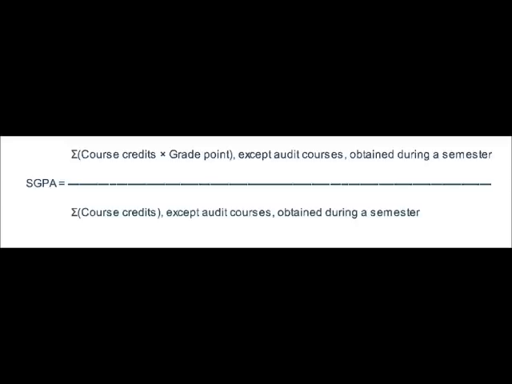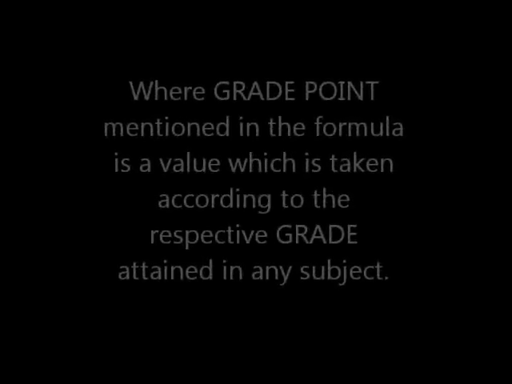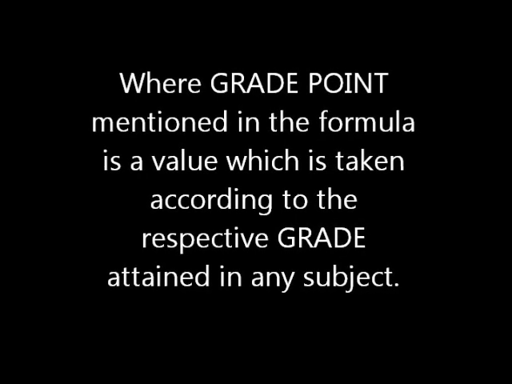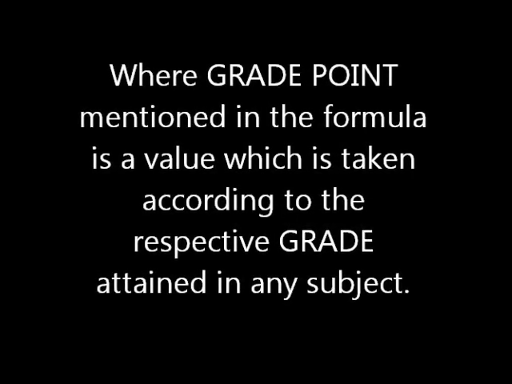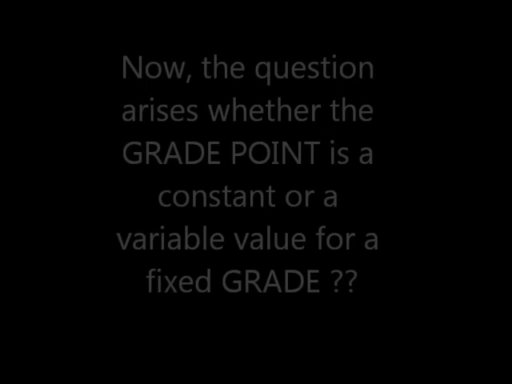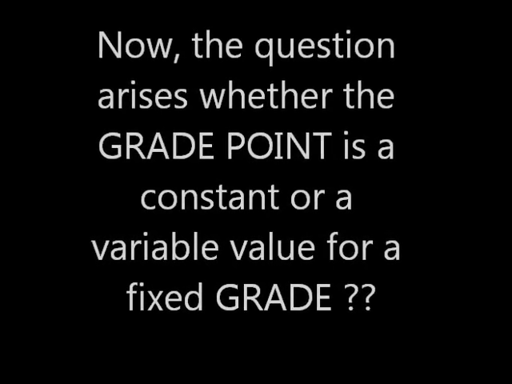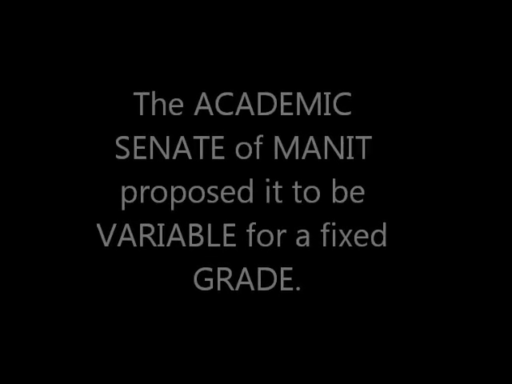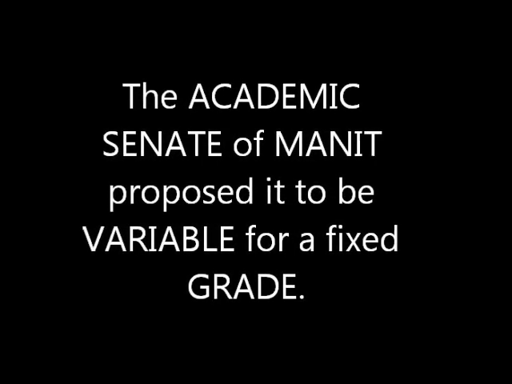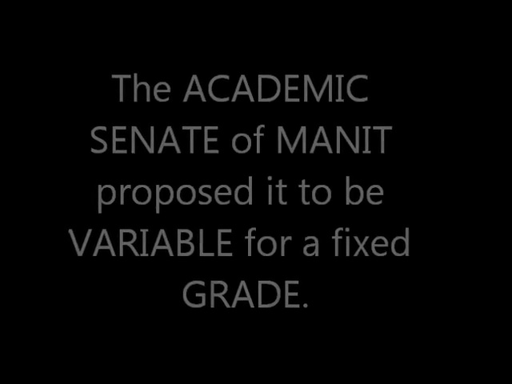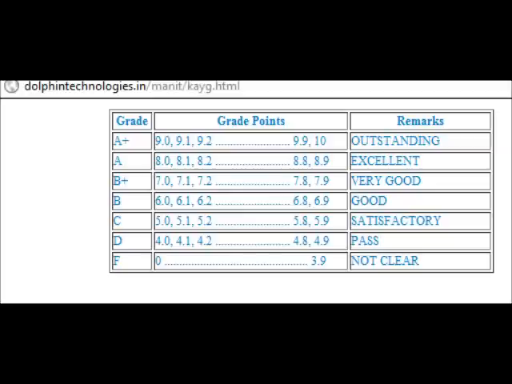The internationally adopted SGPA calculation formula is where grade point mentioned in the formula is a value which is taken according to the respective grade attained in any subject. Now the question arises whether grade point is a constant or a variable for a fixed grade. The Academic Senate of MANIT proposed it to be variable for a fixed grade. As mentioned on our website, for A+, the grade point may vary from 9.0 to 10, and similarly for A, it may vary from 8.0 to 8.9.